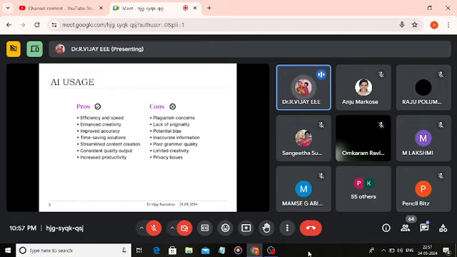Poor grammar quality. Now that the AI has improved so much, with updates in their columns, updates in their software, grammatically it may not be very poor, but there are chances. It's just a computer, right? So there are chances for creating the wrong grammatical sentence also.